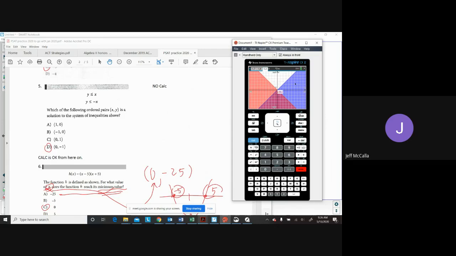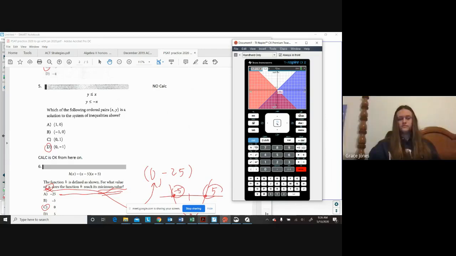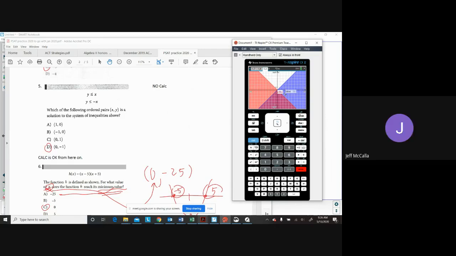The purple region's kind of both of those sections, the reddish type thing is both those. So do you see this triangle down here? That's the solution region. Any point that's in that solution region would be a solution for this problem.